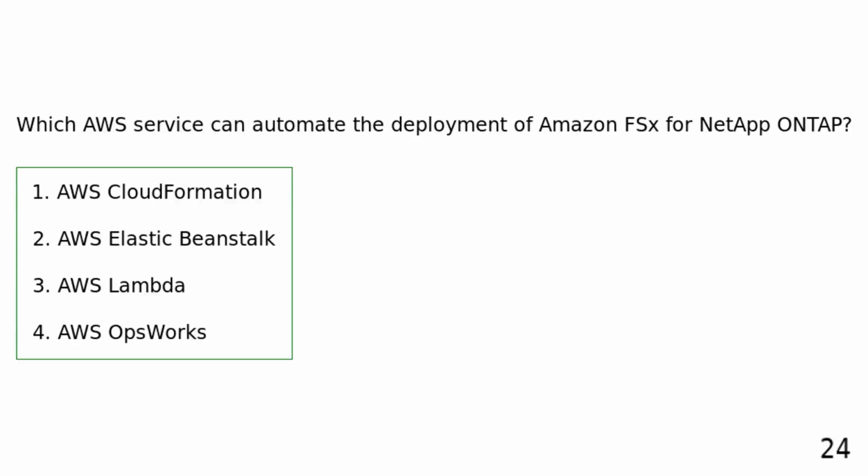Which AWS service can automate the deployment of Amazon FSx for NetApp ONTAP? AWS CloudFormation, AWS Elastic Beanstalk, AWS Lambda, AWS OpsWorks. AWS CloudFormation can be used to automate the deployment of Amazon FSx for NetApp ONTAP resources.